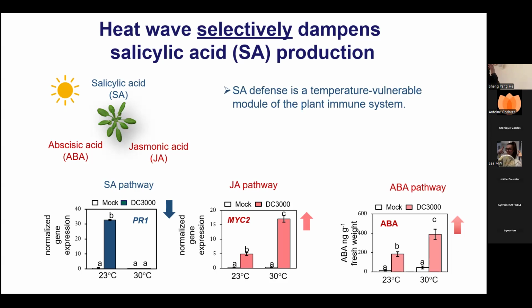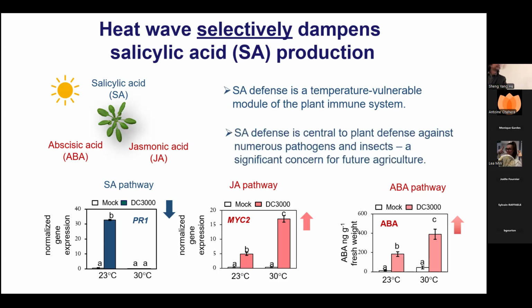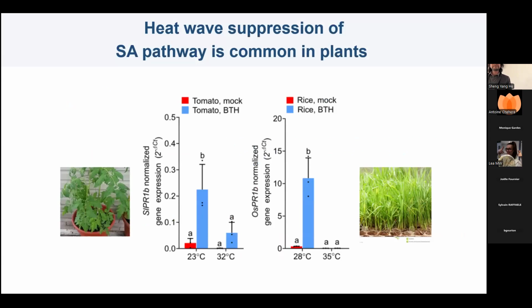She said SA defense is a temperature vulnerable module of the plant immune system. And I think this is actually quite important because SA is not only important for basal defense, but also for even the effective child immunity against a variety of different pathogens. Very significant concern for future agriculture. And I'm really glad people here are really working on this intensively.